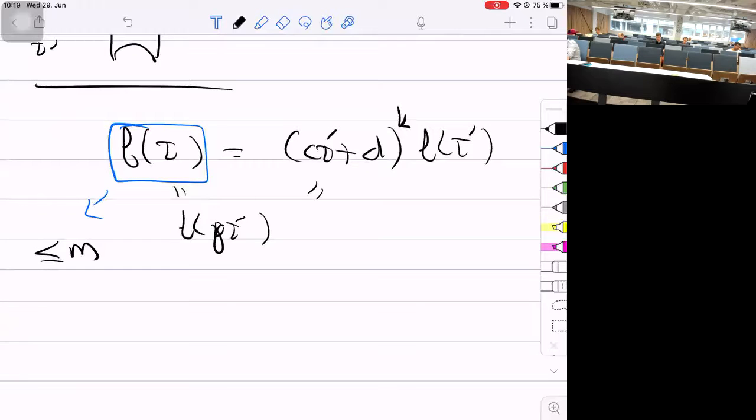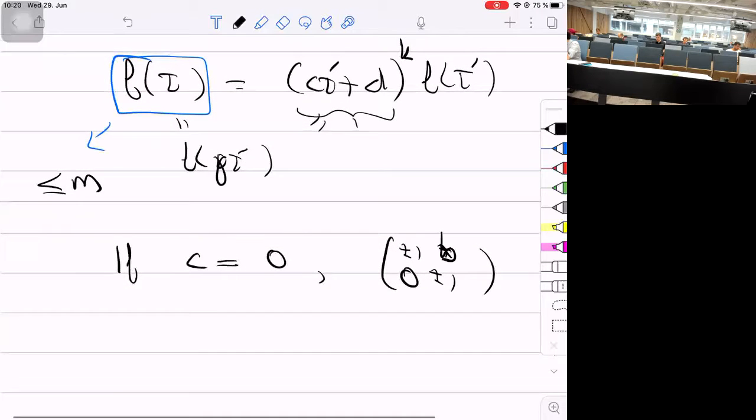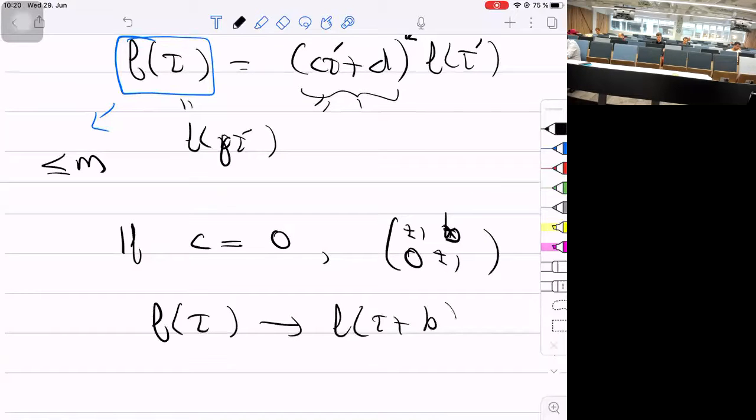Then we look at the behavior of this side and say that if c is equal to 0, then the matrix we translated by has the form: since c is 0, to get determinant 1, it's plus or minus 1 on the diagonal, and then something up here, some b. Therefore, we're translating f of tau to f of tau plus b.